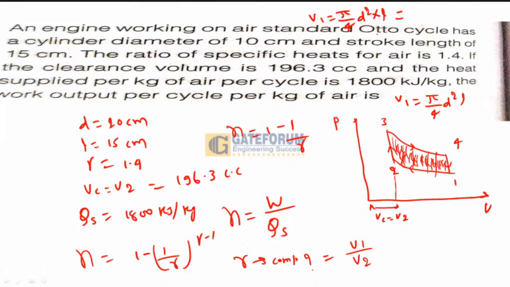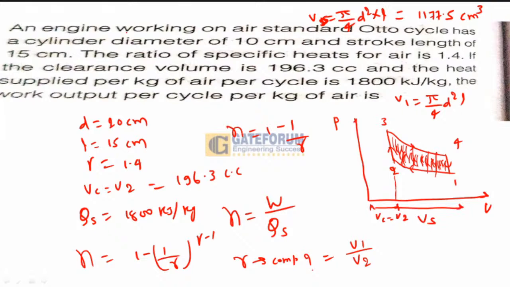If you put the value, then you will get the value. I think it will be 1177.5 cm cube, because volume is there. Sorry, this is not V1 here. This is Vs, the swept volume. Sorry, this is the swept volume from this point to this point, Vs.